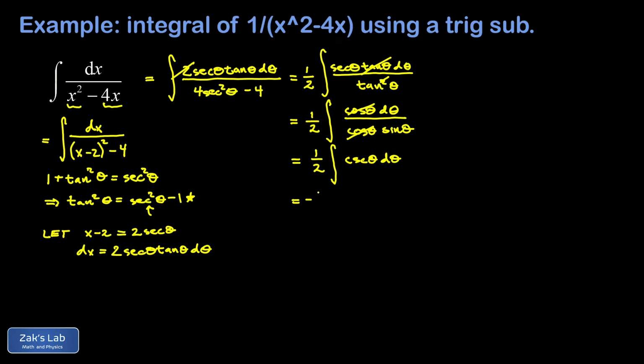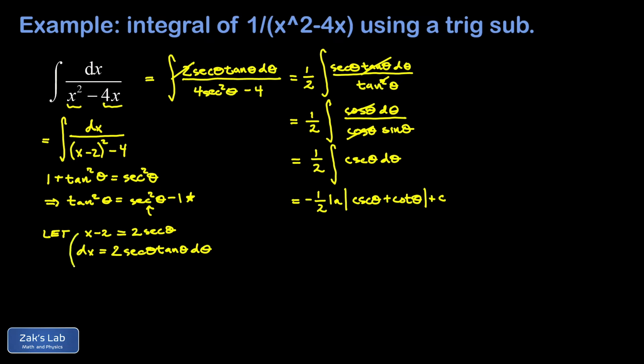Now remember, this integrates to negative of the natural log absolute value cosecant theta plus cotangent theta plus an arbitrary constant. Now that's not the only way to write that formula. As is typical with trig functions, different books will simplify it in different ways, but that's the one I happen to remember. Okay, so now we have to get our answer back in terms of x.